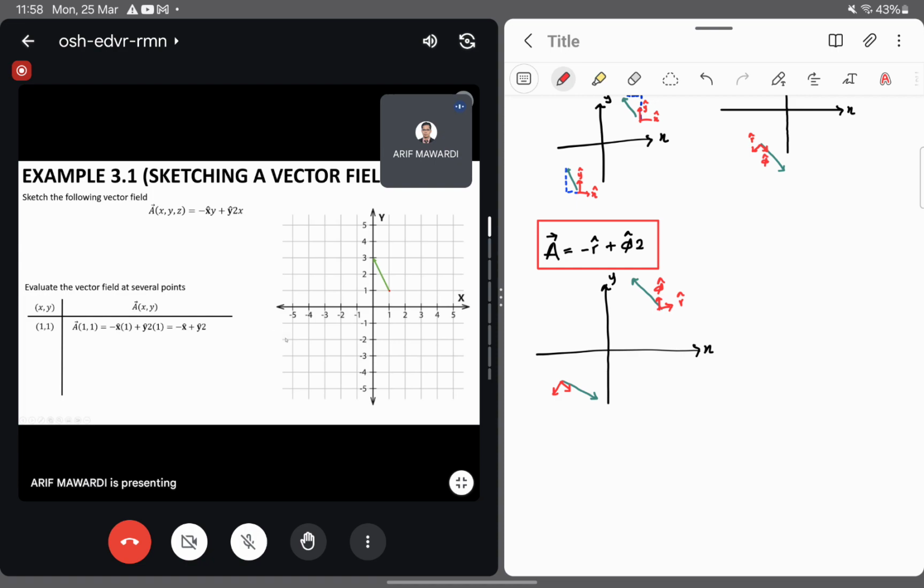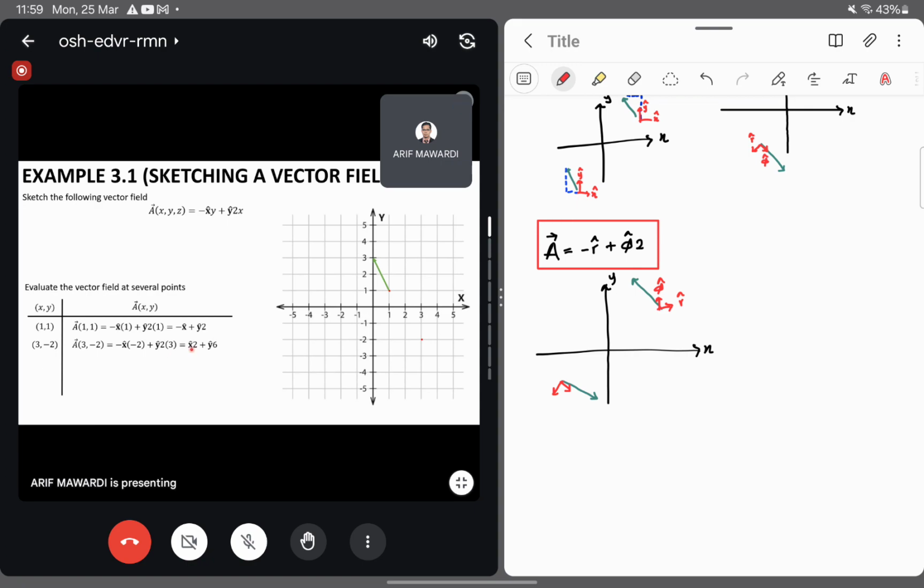Okay, so now let us look at a different point, for example this point. Now we want to sketch the vector at this point. First we need to determine the coordinates of this point. The x coordinate is 3, and the y coordinate is -2. To express the vector at this point, we just substitute the values of x and y into this expression: for y it is -2, and for x it is 3.